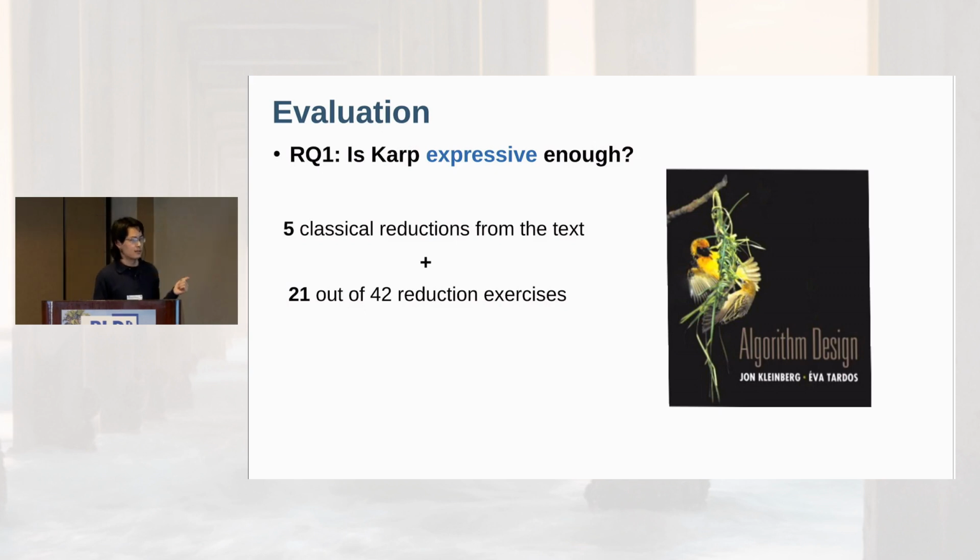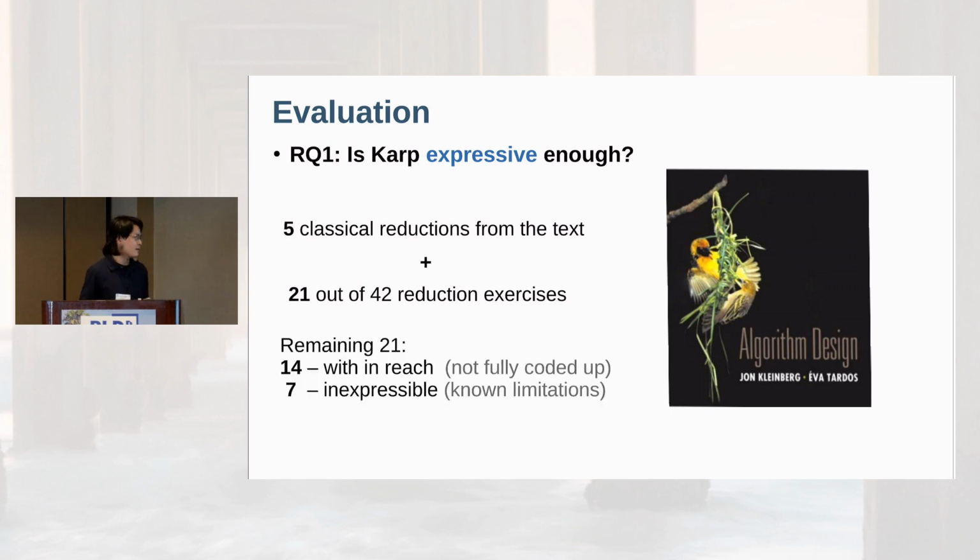Five of them are from the text, which are solved examples, and 21 of them are from the after-chapter exercises. For the remaining 21 that we did not completely formulate, we conjecture that 14 of them will be easy because they share similar structures with ones that we successfully formulated. And there are 7 of the remaining problems that are currently inexpressible in Karp. For example, there are problems involving strings, but at this point we do not have string library support in Karp.